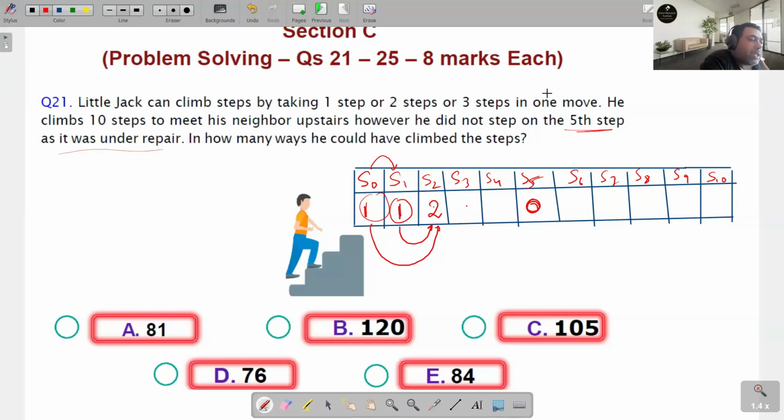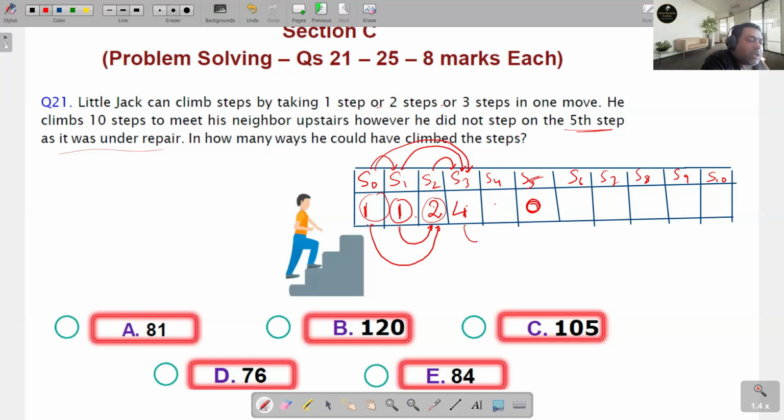Step 3, because he can take one step, 2 steps or 3 steps. He can take one step from the second step and come here, he can take 2 steps to come here, or he can take 3 steps to come here. So he reached S2 in 2 ways. Therefore, overall it will be 2 ways from S2 if he is moving 1 step, 2 times 1, and this one will be 1 times 1 and 1 times 1. So overall it will be 1 plus 1 plus 2, which is 4.